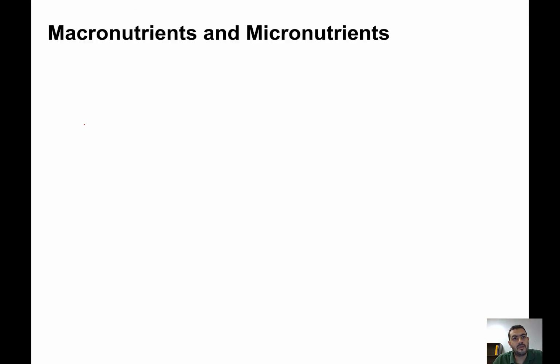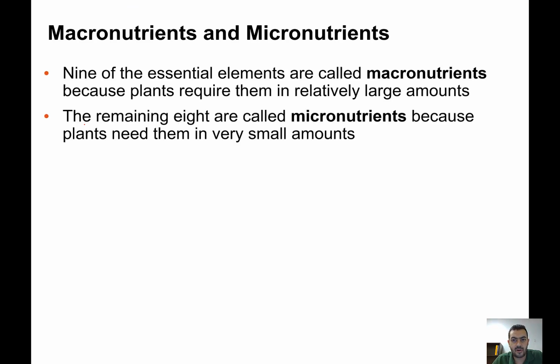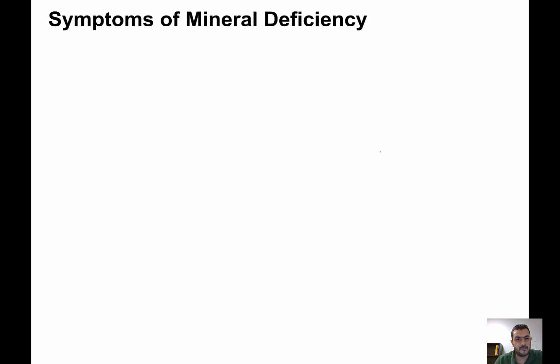Okay, then let's see. Here we are summarizing it. So 9 essential elements called macronutrients, which are needed in relatively large amounts. Then the remaining 8 are called micronutrients because they are needed in very small amounts.